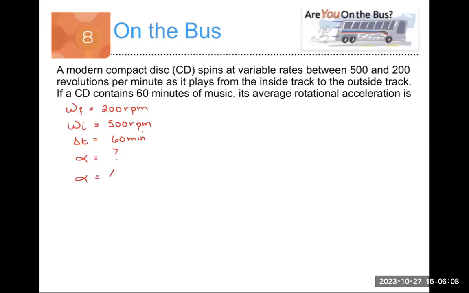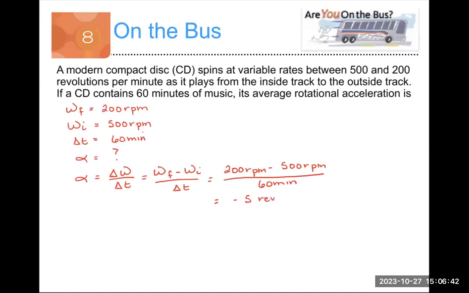Remember, alpha is delta omega over delta t, which is omega final minus omega initial over delta t. So we have 200 RPMs minus 500 RPMs, and we're dividing that by 60 minutes. So that's going to give us an alpha of -5 revolutions per minute. And that is per minute squared because we're dealing with acceleration. And the minutes from here actually are on the bottom because it's revolutions per minute. So we have minute times minute, which gives us our minute squared.